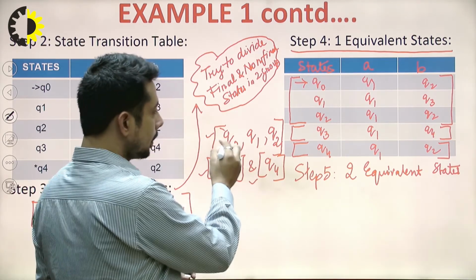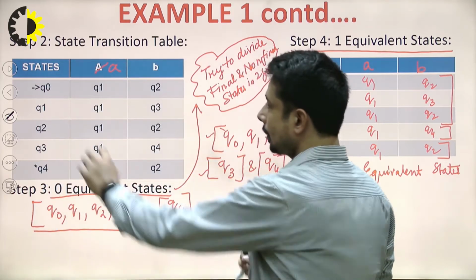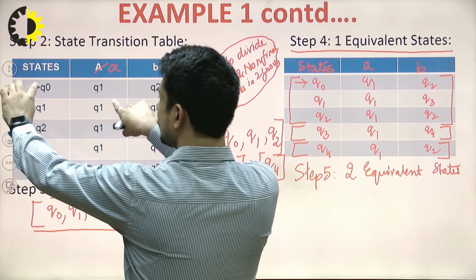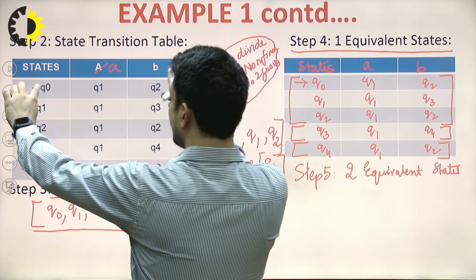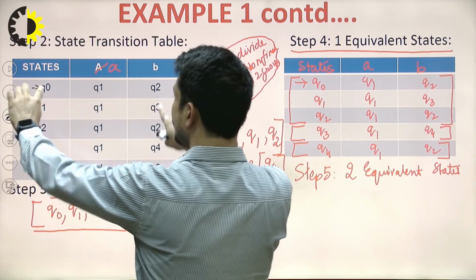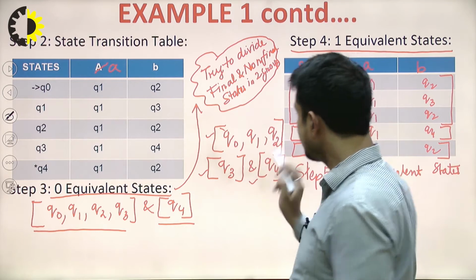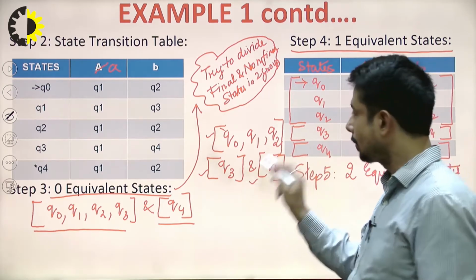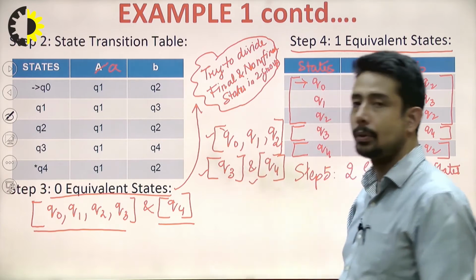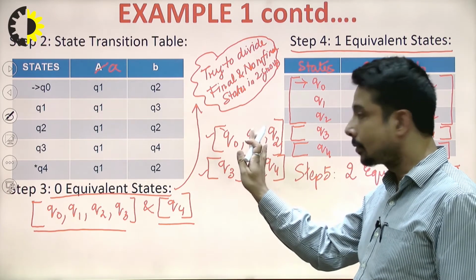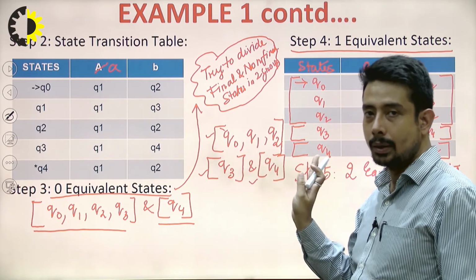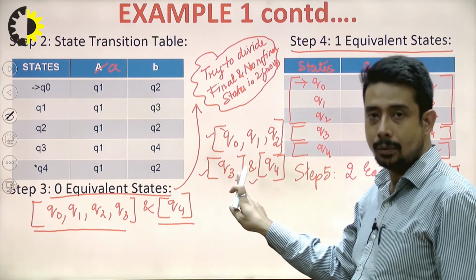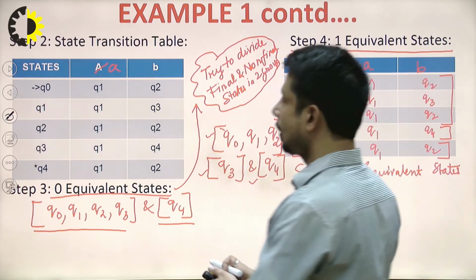So first I will check Q0 and Q1 together. Q0 and Q1 together, on input alphabet A, it is going to the same set, same state, perfectly fine. On input alphabet B, it is going to Q2 and Q3. Now, are Q2 and Q3 in the same group? It's not in the same group. Therefore, Q1 cannot make a pair with Q0. So, Q1 will now try to make a separate group. Where will it check first? It will first check with Q3 whether it can enter with you. So, Q1 and Q3 I will first check.